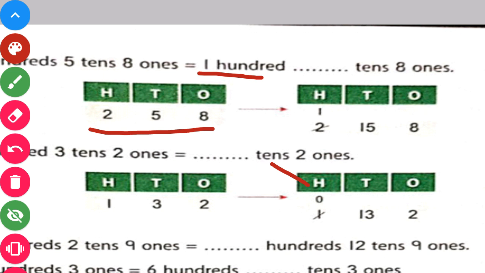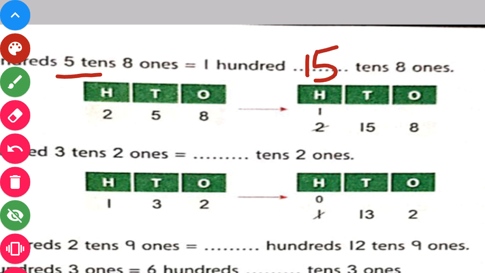How much will it give? 1 hundred equals 10 tens. Okay. And here already 5 tens are there at the tens place. So 1 hundred, 15 tens and 8 ones.